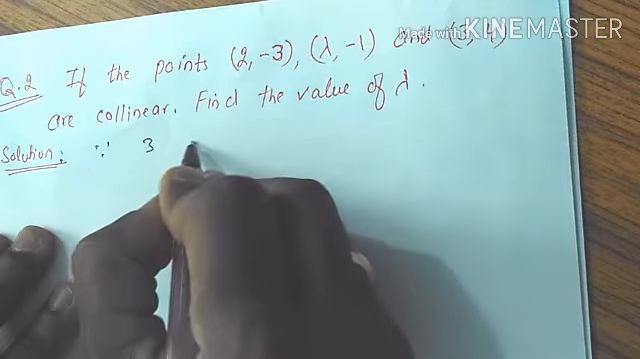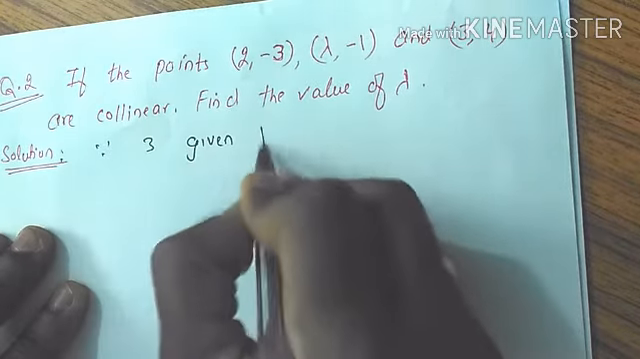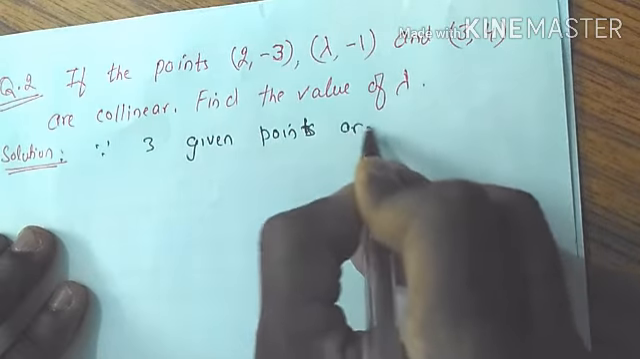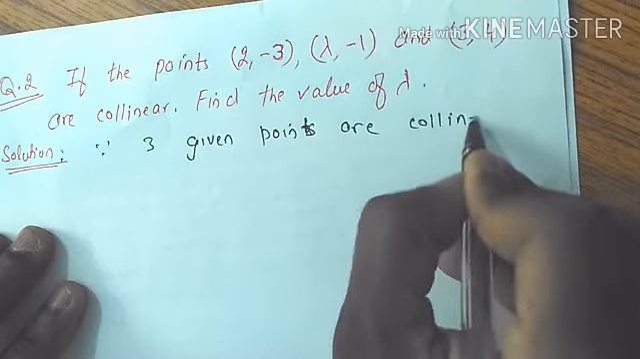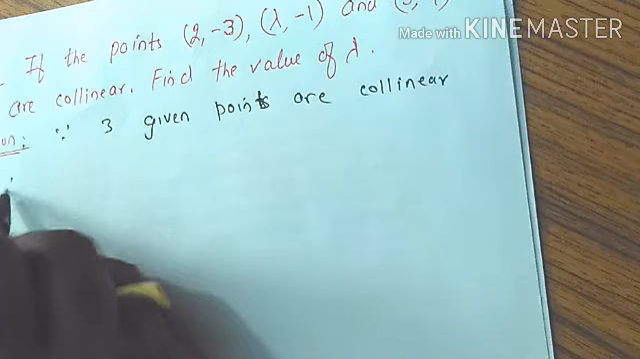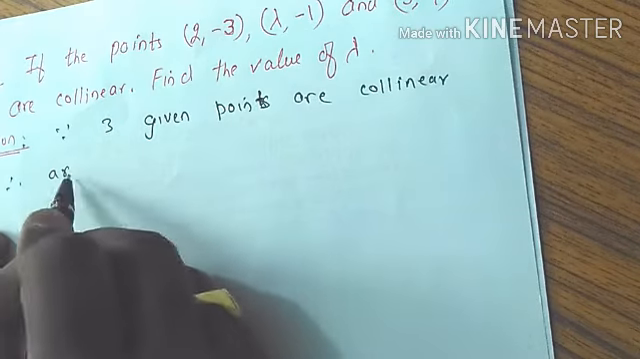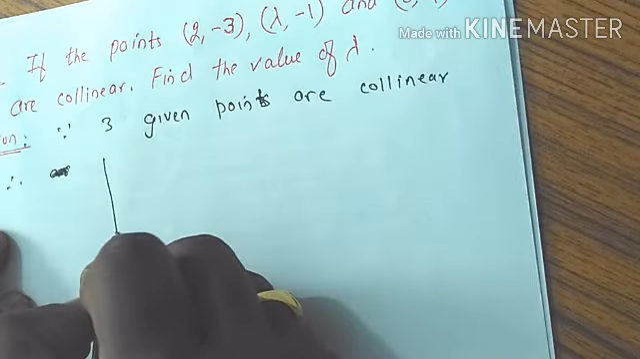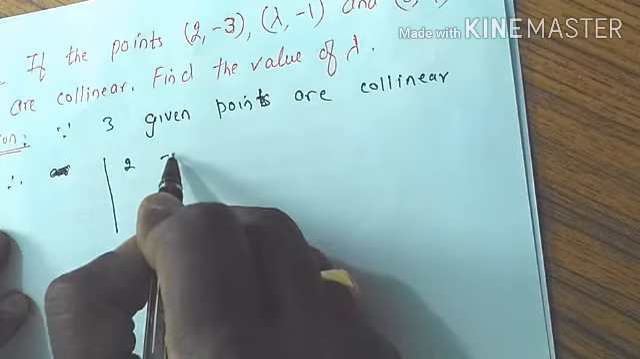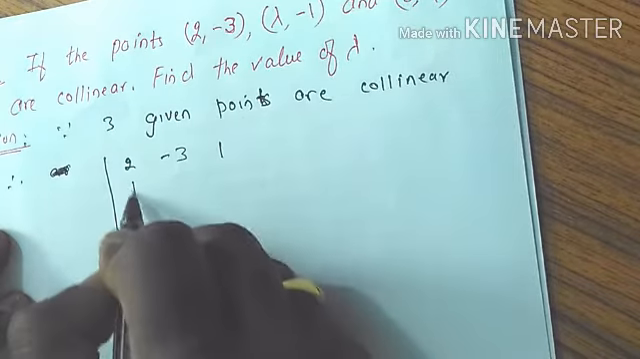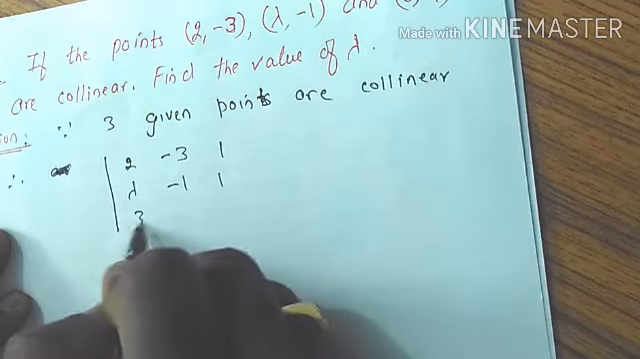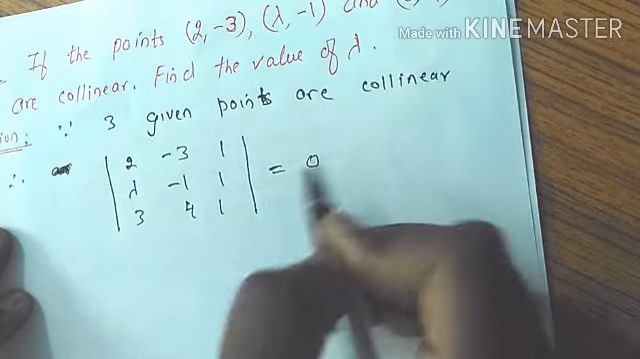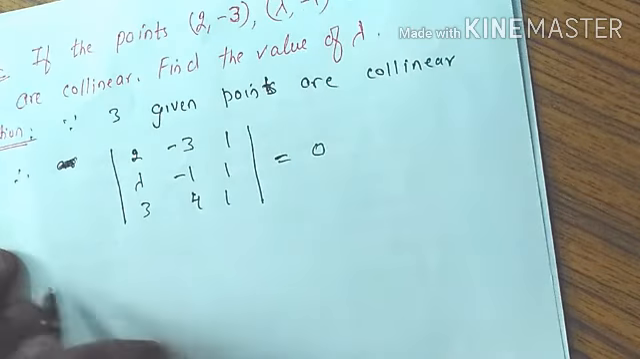Since the given 3 points are collinear, that means the area, or instead of area we will directly apply the condition. So the condition of collinearity is: the determinant of the 3 points 2, minus 3, 1; lambda, minus 1, 1; 3, 4, 1 will be 0.